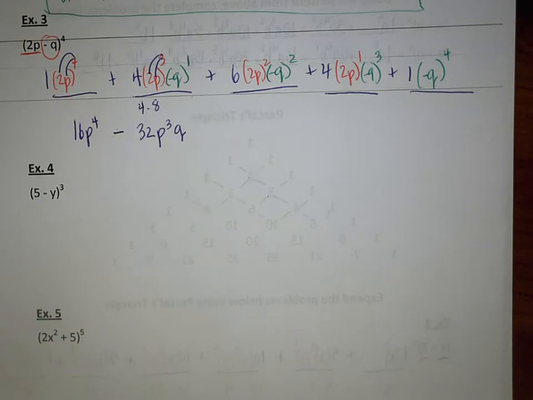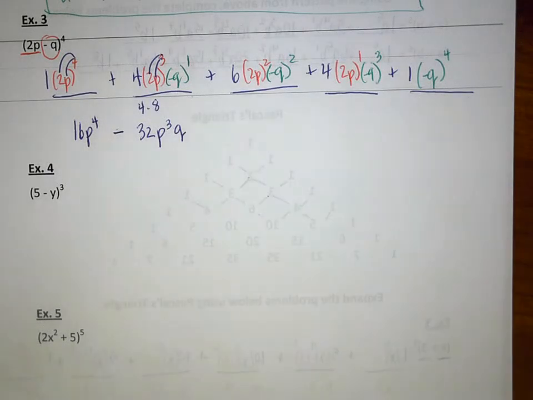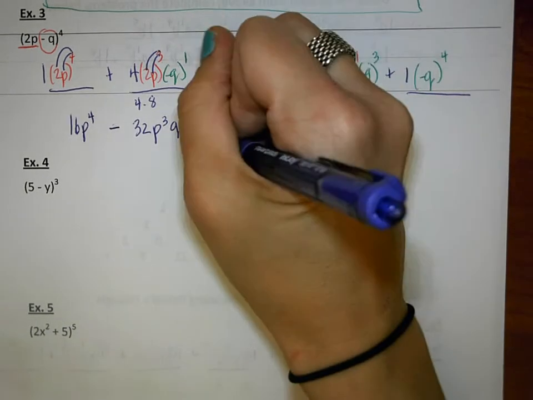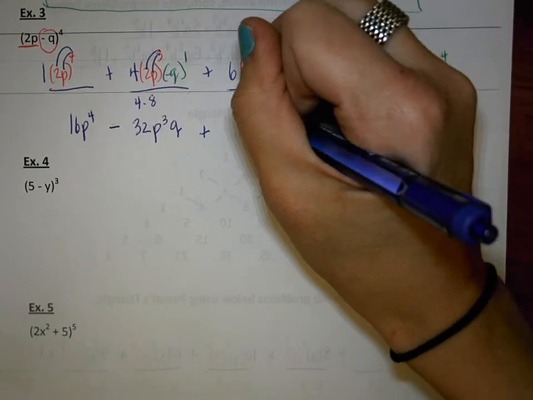And then it's a positive 32. Good. So then negative to the second power is going to be a positive. So this time I'm going to write a positive. There's going to be 4 times 6, which is 24.